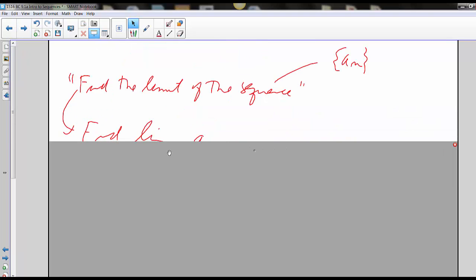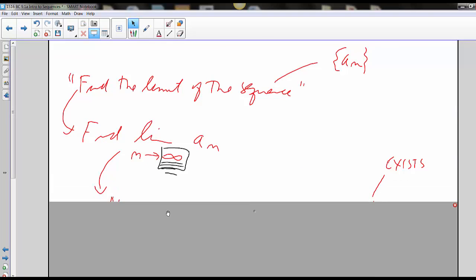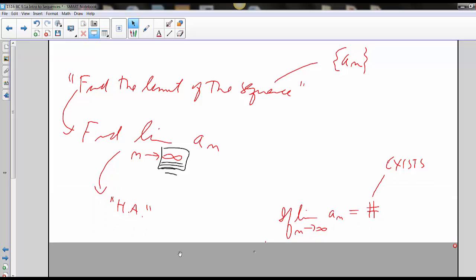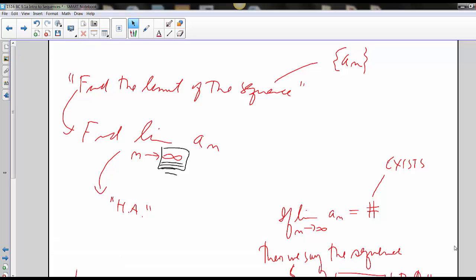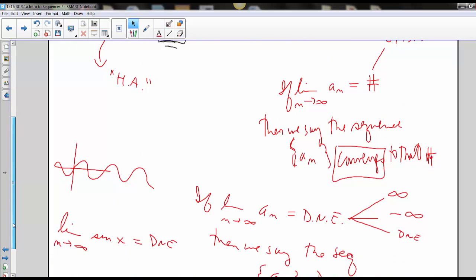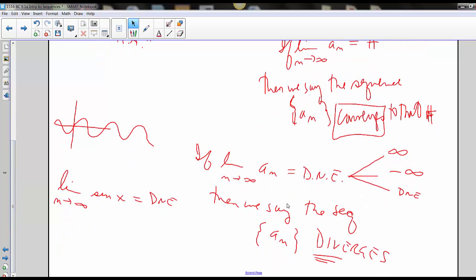So, again, finding the limit of a sequence means finding the limit as n goes to infinity of an. In effect, that's really what we used to call the horizontal asymptote. So if you get an actual number, then it exists, then we say that the sequence converges to that number. If, on the other hand, you get infinity, then we say that it diverges. Now, if you get infinity, it diverges. If you get negative infinity, it diverges.